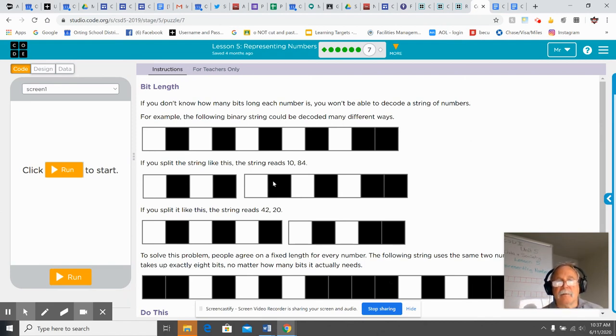Now you're dividing this up into a 1, 2, 3, 4, 5, 6, 7-bit and 4-bit. Here it's 11 bits. So 7 and 4, you can come up with the numbers 10 and 84 for the highest. If you split the string like this, we'd have a 1, 2, 3, 4, 5 and 1, 2, 3, 4, 5, 6. You come up with 42 and 20.